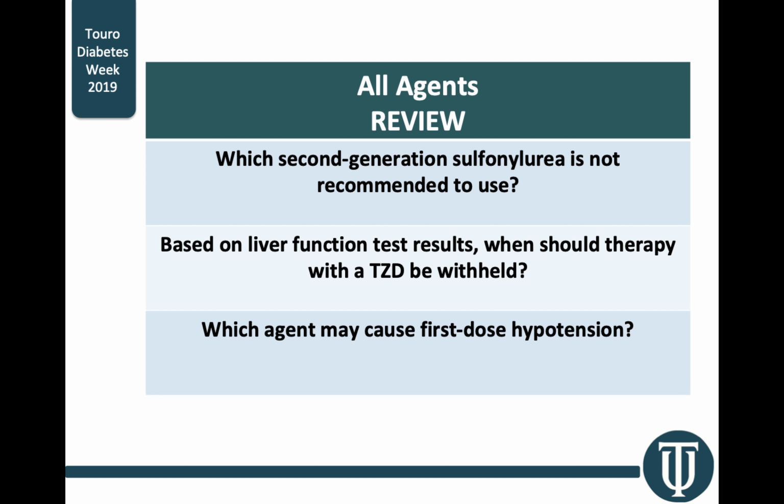So there are more questions. Okay. So which second generation sulfonylurea is not recommended to use? Question 2. Based on liver function test results, when should therapy with a TZD be withheld? 3. Which agent may cause first dose hypotension?